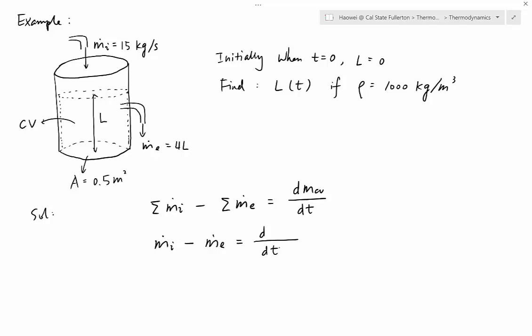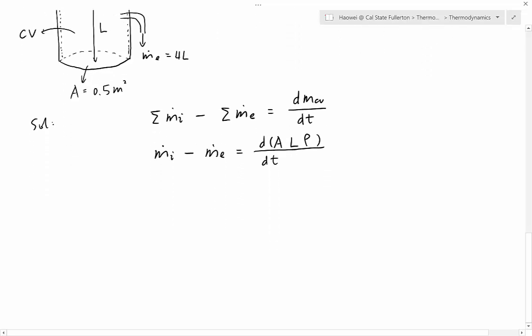How do we calculate the mass of the control volume? Mass is equal to volume multiplied by density. We know the density of the fluid is rho. How do we calculate the volume of the control volume? The volume has the shape of a cylinder. So how do we calculate the volume of a cylinder? Cross-sectional area A times the height. And the height of the liquid is L. So now we've rewritten mCV as A L rho. L shows up now in my equation.